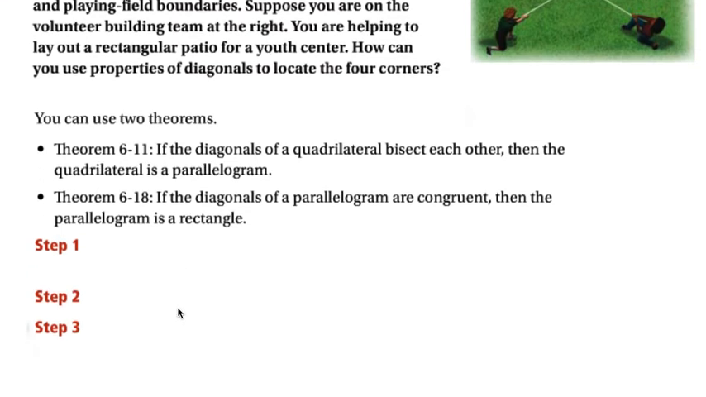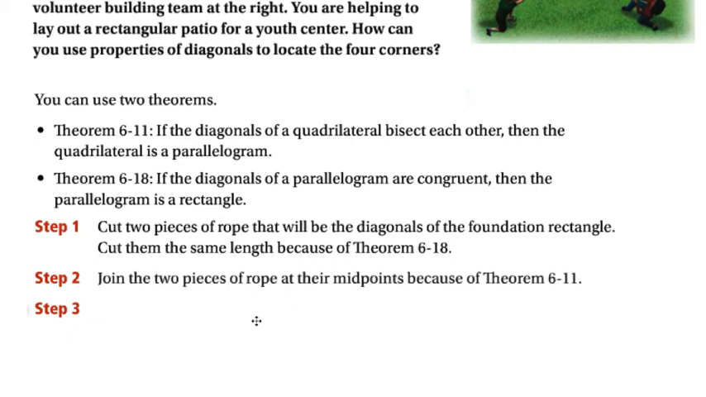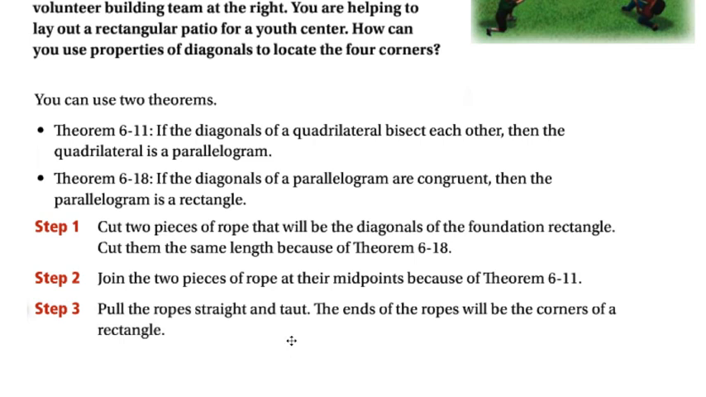So to summarize this, your first step, you'd want to cut two pieces of rope for your diagonals, and you want them to be the same length. And then you would want those two pieces of rope to intersect at their midpoints. You want to join them at their midpoints, and then pull it tight, and the ends of the ropes will be the corners of your rectangle.